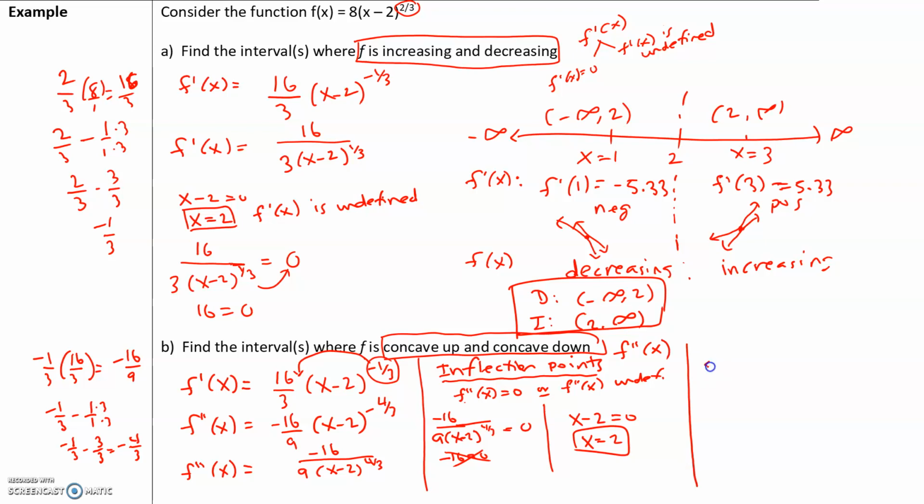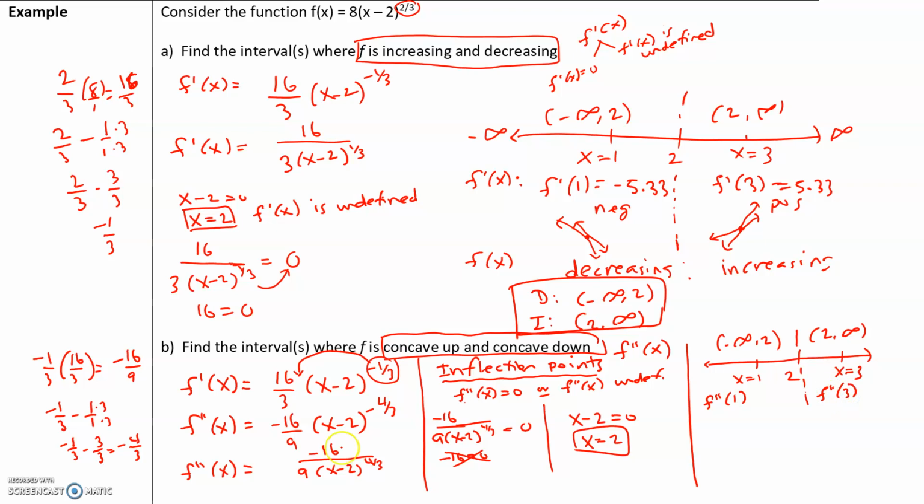So let's take the inflection point, which is 2, and write the intervals as before. This interval is negative infinity, comma 2, and this interval is 2, comma infinity. Pick a test point. As before, pick x equals 1 and x equals 3, but this time, when we're doing concavity, you don't want to use the first derivative, you want to use the second derivative. So f double prime of 1 and f double prime of 3.